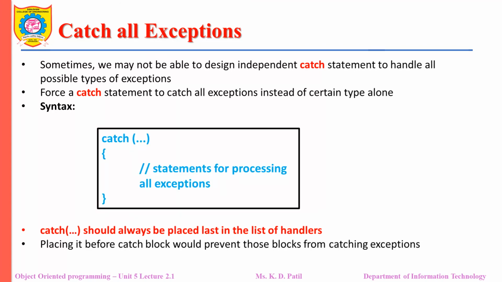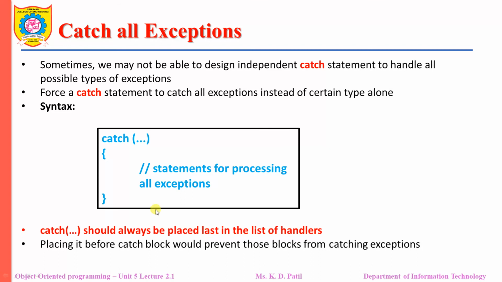So you can have the syntax over here: catch, in brackets three dots, and in the opening and closing curly braces you can have statements for processing all the exceptions. Now normally when we have a catch statement, we are passing a parameter of some type, but here we are not passing any type. This catch should always be placed last in the list of handlers. If we have multiple catch statements in our program, then this statement should be placed last.